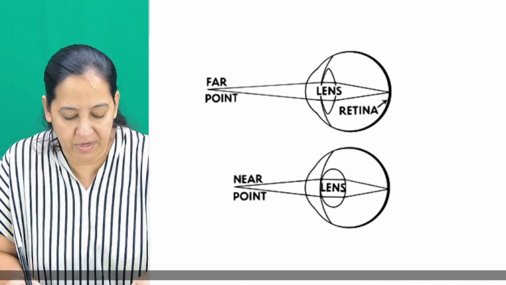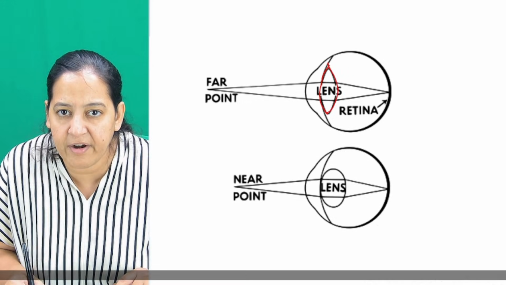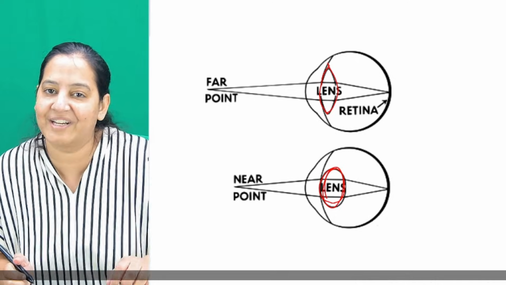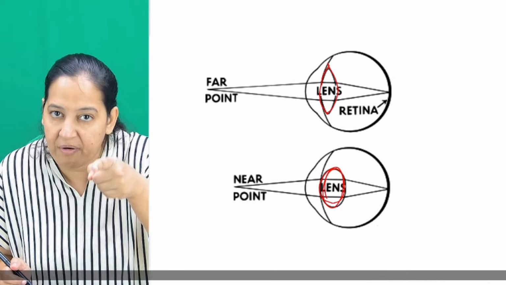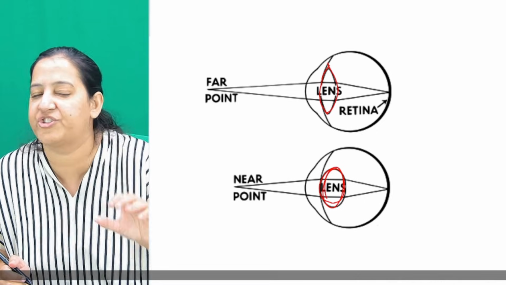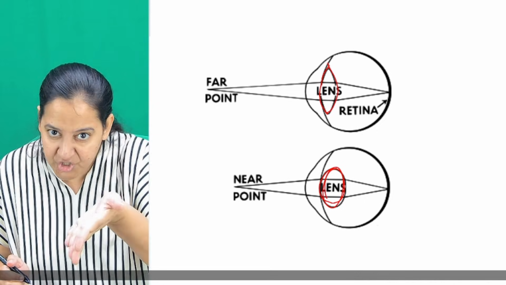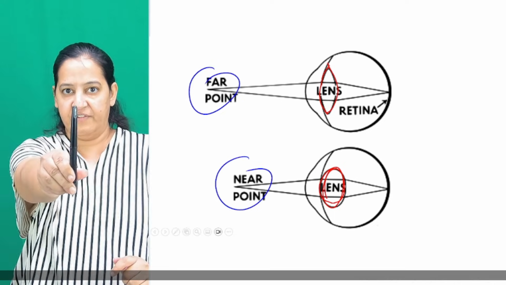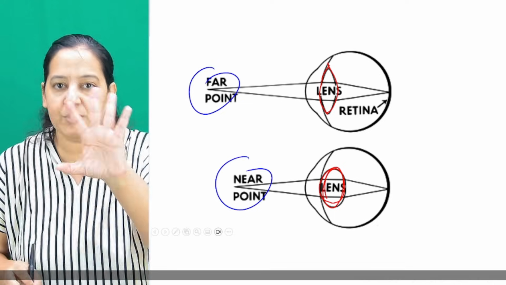The same thing is shown to you. You can appreciate the shape of the lens over here and over here. Appreciate the shape, and you yourself will realize the difference. That is the catch you have to take into consideration in accommodation. You have to see the shape of the lens in both conditions, far vision and near vision. This is what you have to say.